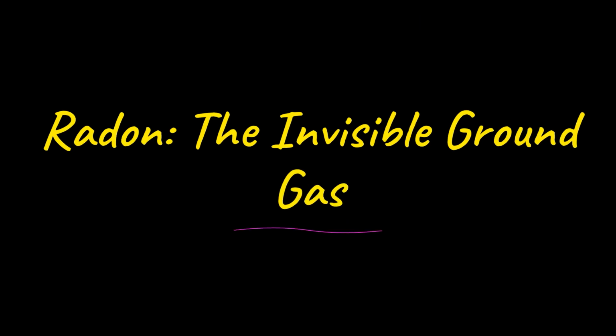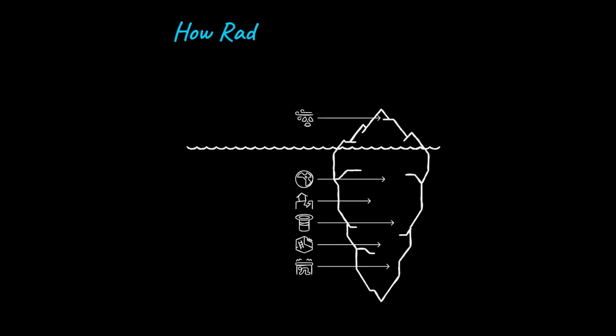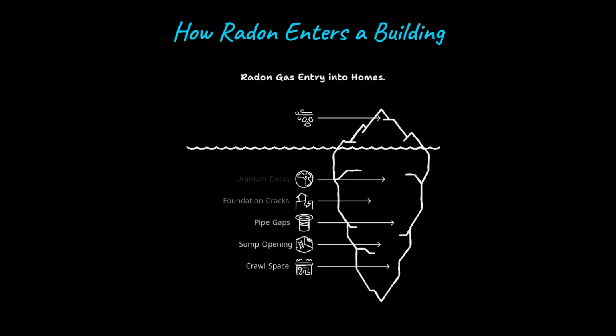Radon is a naturally occurring radioactive gas produced as uranium in soil and rock decays underground. Because it is colorless, odorless, and tasteless, the only way to detect it is to test for it. The gas seeps up from the ground and enters buildings through foundation cracks, pipe gaps, sump openings, and crawl spaces. Because it collects in enclosed lower levels, basements and ground floors show the highest concentrations.